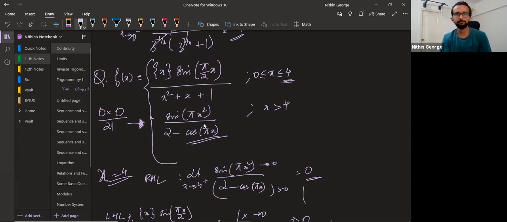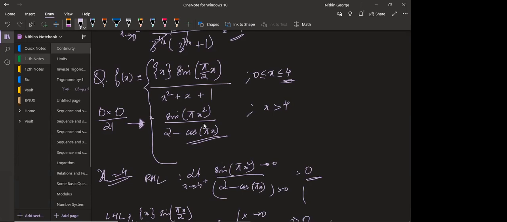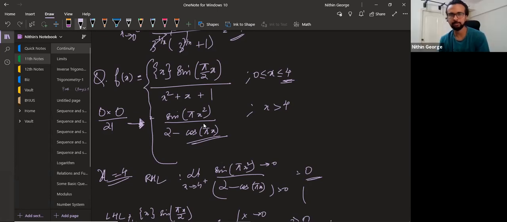Not necessarily, sir. Why? Because it could be discontinuous at other points also. We only checked it for 4. In both the definitions of the function, the denominator cannot be equal to 0. x squared plus x plus 1 is a quadratic with no roots; the discriminant, b squared minus 4ac, will be less than 0. In the other one, it's 2 minus cos pi x, which will also never become 0. So the denominators can't be 0 here. The numerators also look fine. Can it be discontinuous anywhere else?